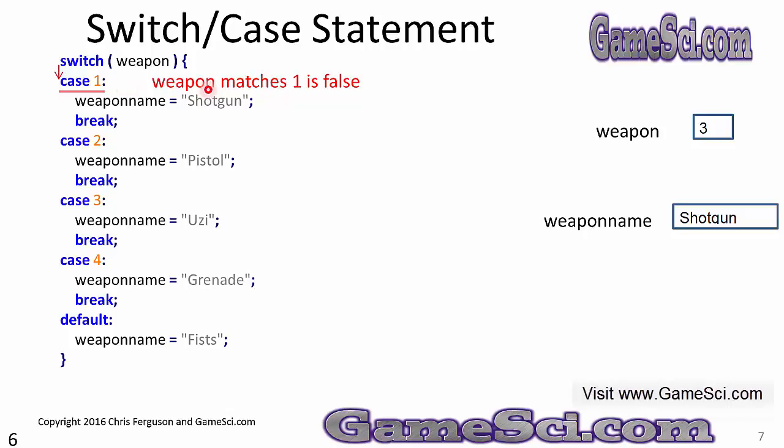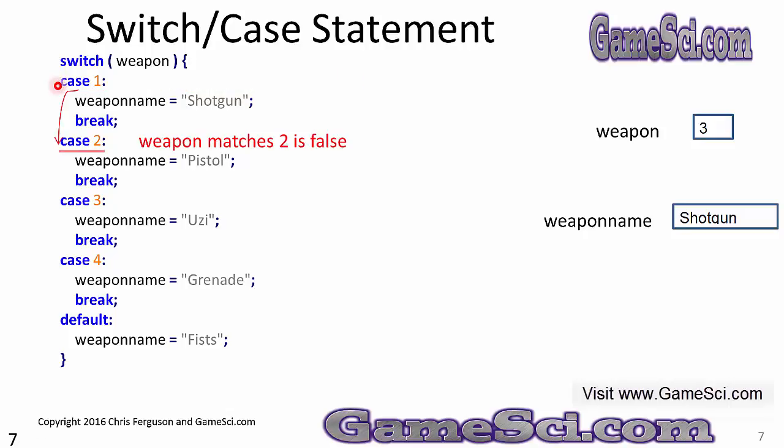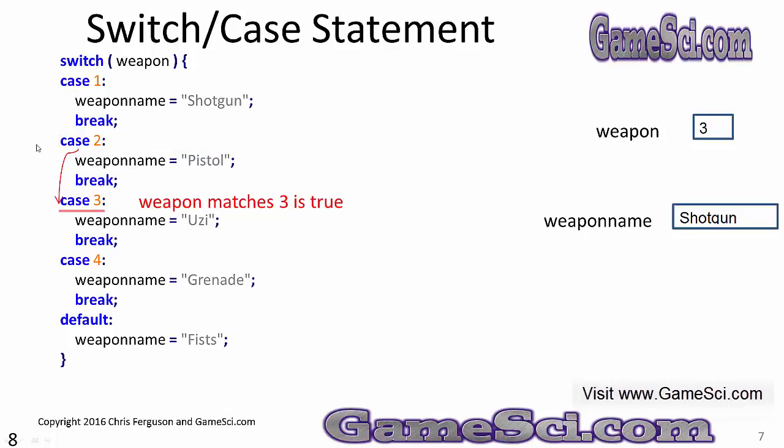Well, first of all, case 1 no longer matches. Weapon, which is 3, does not match case 1. So this is a false statement. When it's a false statement, as you would expect, it's going to skip to the next case. So because case 1 did not match weapon, we'll go check case 2. When we check case 2, weapon, which contains a 3, matching case 2 is a false statement. It is not a match. Weapon does not match case 2. So as you would expect, we're going to skip case 2 and go to the next case.